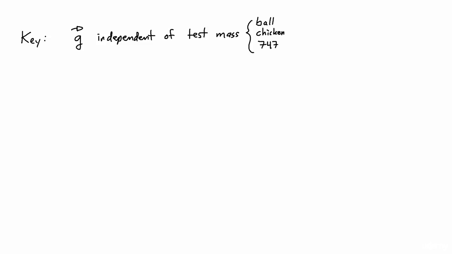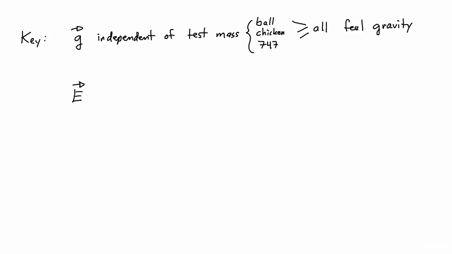One of the key things with the gravitational field was that it was independent of the test mass. So it doesn't matter whether you're dropping or throwing a ball or a chicken or a 747. Now with the 747 you're really tempted not to ignore air friction, but in projectile motion we're ignoring air friction. All of these objects feel gravity. They feel different forces because of the different masses, but they're in the same gravitational field. So g is independent of the test mass.